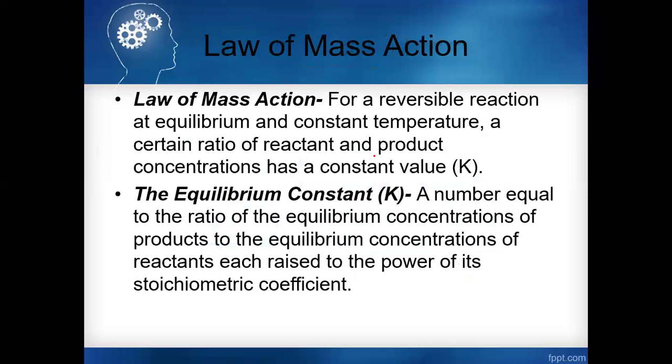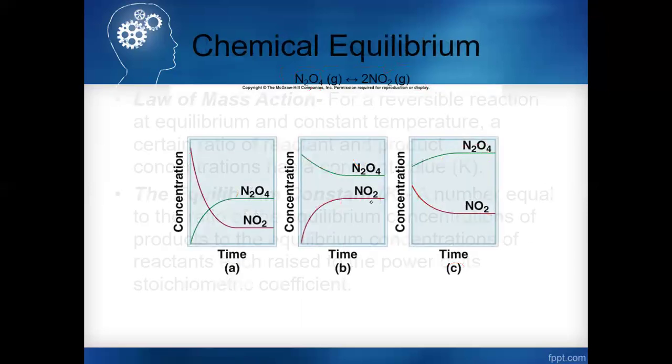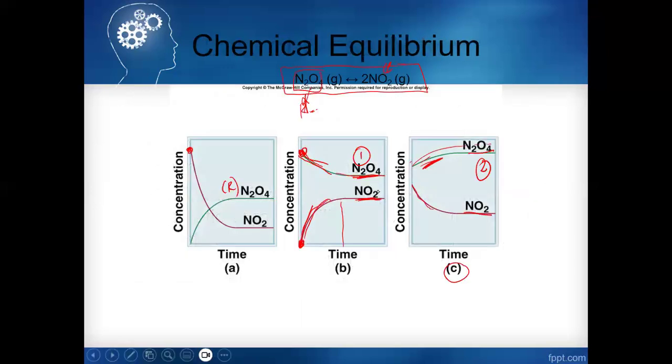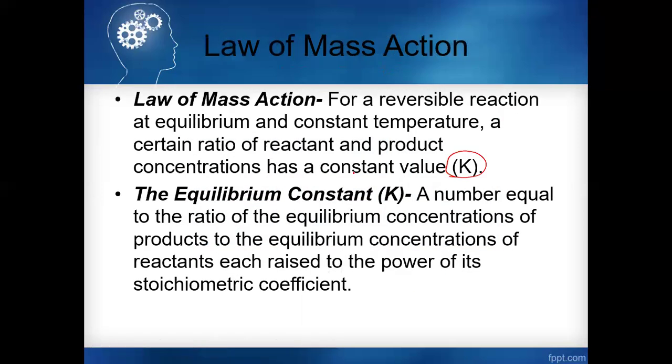Awesome. Now, let's talk about the law of mass action. When you talk about the law of mass action, we say that for a reversible reaction at equilibrium and constant temperature, a certain ratio of reactant and product concentration has a constant value K. So now this is where we have equilibrium. I showed you that this is what we call equilibrium here. We have established the equilibrium. At equilibrium, that's where we're going to have the law of mass action.